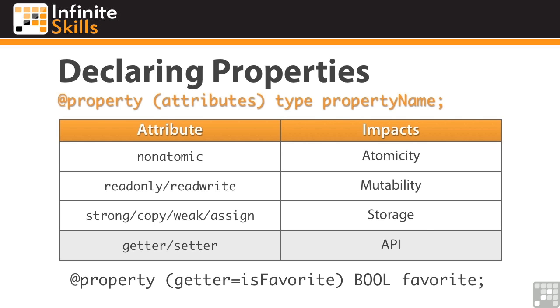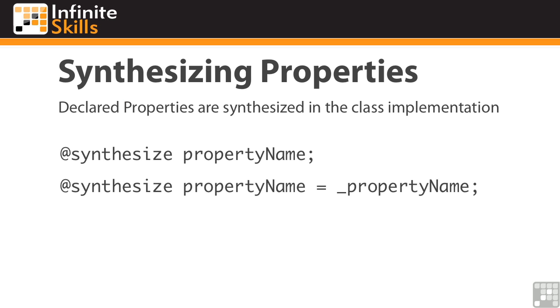We can also customize the naming of our generated accessors. By default, it will generate a getter with the same name as our property and a setter with the property name prefixed with the word set. The default naming conventions are typically what we want, so we don't use this attribute very frequently, but sometimes with booleans we'll use the is syntax for generating our getter. So in this particular case, I've got a property called favorite. But instead of relying on the default naming convention, our code may read better if we name this isFavorite. After we've declared a property in the header, we then use an @synthesize statement to tell the compiler to generate the actual implementation.